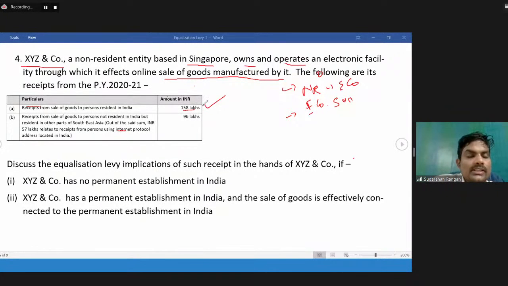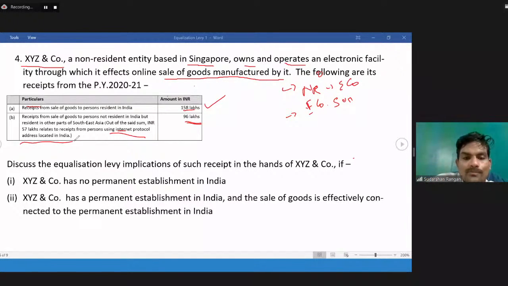Now let's look at the next part to it. Receipt from sale of goods to person not resident in India. So this is sale to non-residents. Out of the said sum, 96 lakhs sold to non-resident in India. So they are not resident buyers. But the question says, out of this sum, 57 lakhs relates to receipts from persons using IP address located in India. So this is also covered.